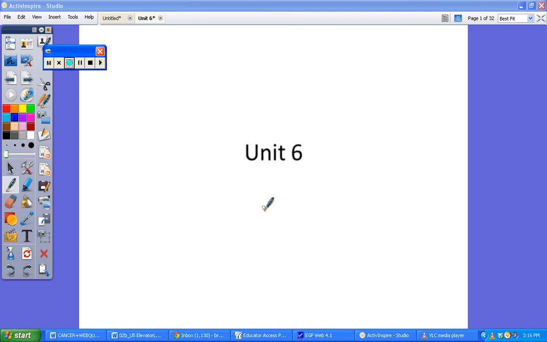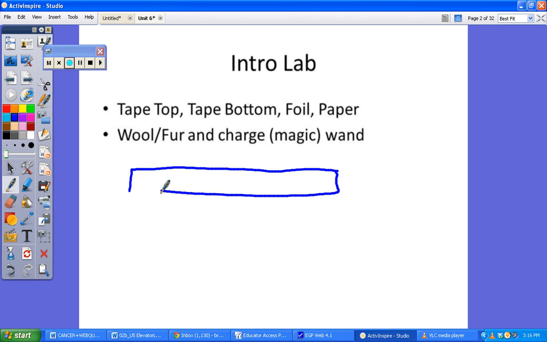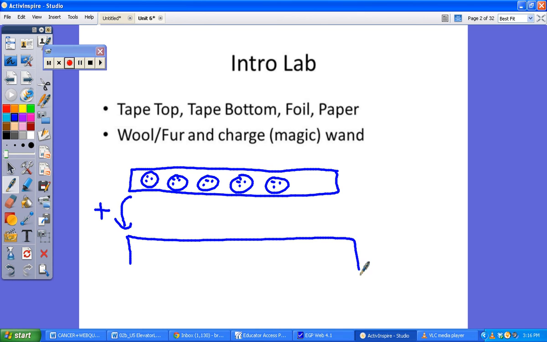So this is the Unit 6 review, just kind of refreshing everything that we've gone over this unit here. We did the intro lab, of course, with the tape top, the tape bottom, the foil, and the paper. The main point of this was if you have a top piece of tape with a bunch of atoms in it here, that top piece of tape will, when it's neutral, have three electrons in it. When it changes over to a positive charged piece of tape, it's going to lose some of those electrons. So now these atoms will only have 2 electrons.